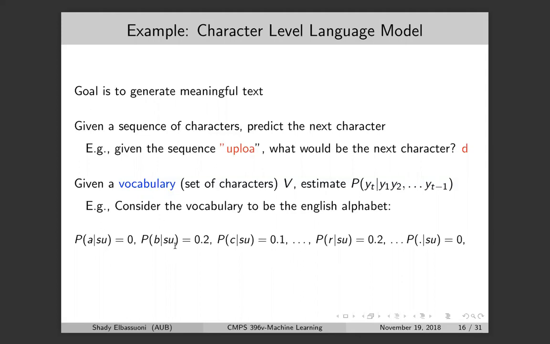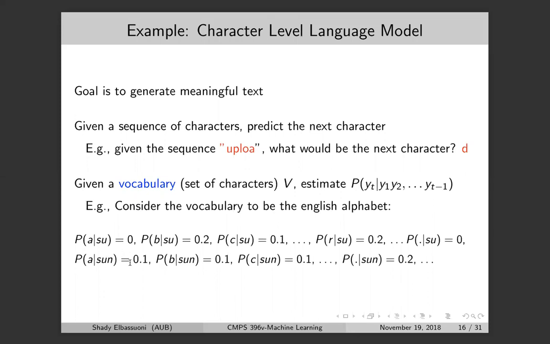That's if you're doing a greedy algorithm, but that's deterministic. It will always output sub or sir every time you type SU. To make this a little bit non-deterministic, you typically do sampling. You sample using this probability distribution. So not all the time you're outputting B, not all the time you're outputting R, but most of the time you're outputting B and R because they have higher probability than the other ones. This is what I said. Let's see an example.